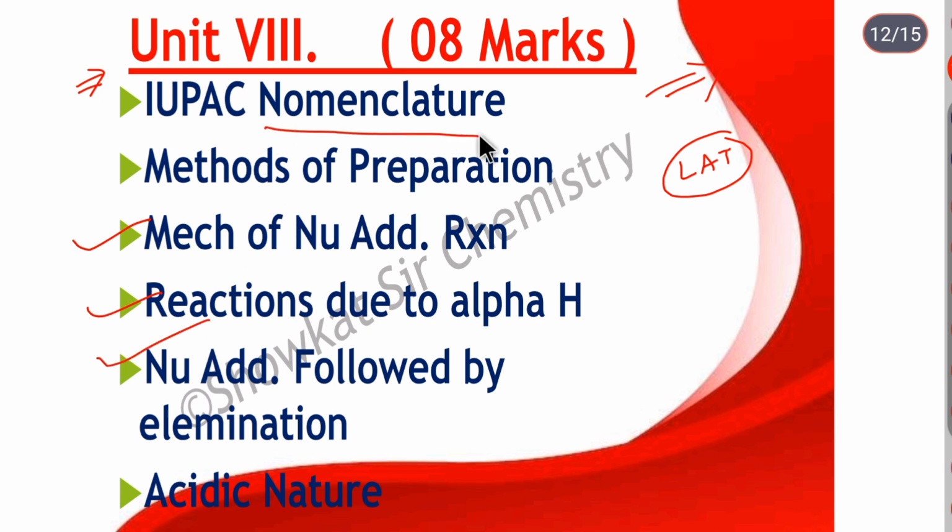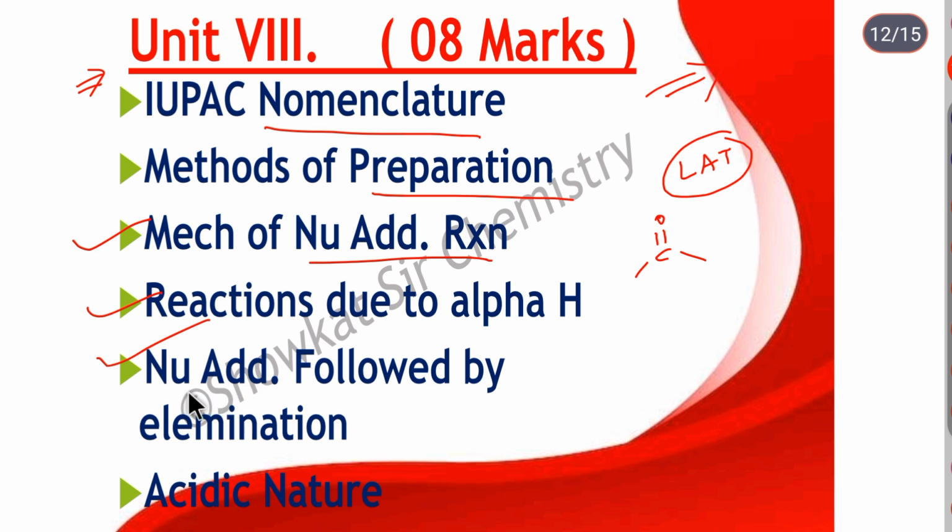So first of all you should be able to write the nomenclature, the IUPAC name, and the methods of preparation. Important is the mechanism of nucleophilic addition reaction. We are having various nucleophiles which can easily get added to the carbonyl carbon, isn't it? Whether it is aldehyde or ketone. And next is the reaction due to alpha hydrogen. As I already told, we are having aldol condensation, Cannizzaro reaction, right? So you should be able to tell the product.